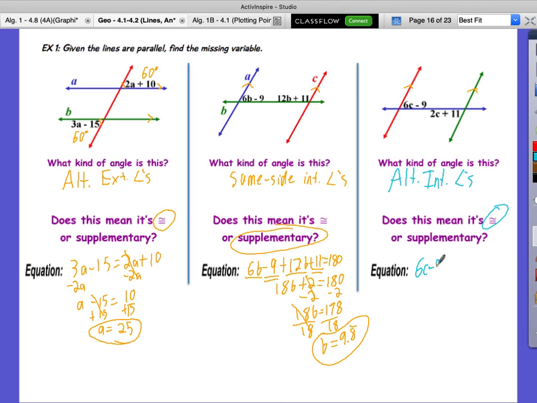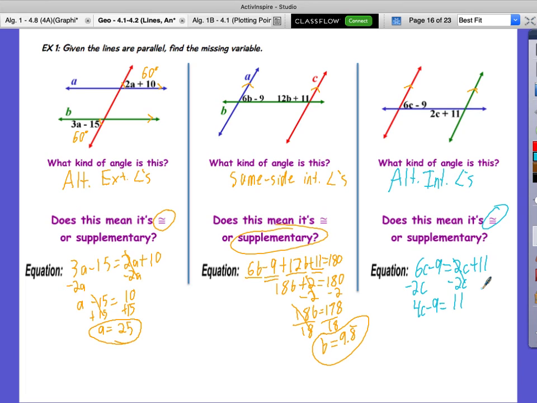So 6c minus 9 is equal to 2c plus 11. We need to get all our c's together, so we can either subtract 6c or subtract 2c. I'm a bigger fan of subtracting the 2c. And 6c minus 2c is 4c, minus 9 is equal to 11.